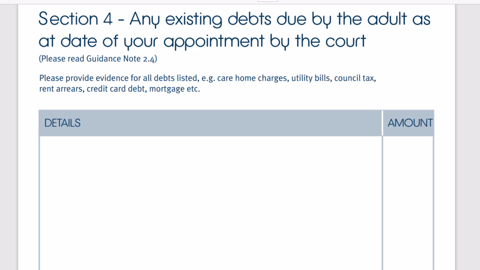Here, list any debts that the adult has. You should only include debts that the adult had on the first day of the guardianship. Again, when you send the completed inventory form to the Office of the Public Guardian, you should provide evidence of these debts.